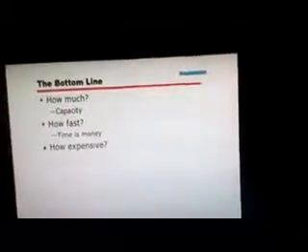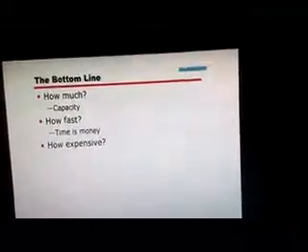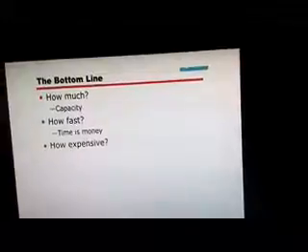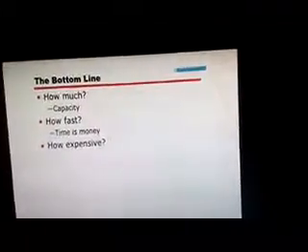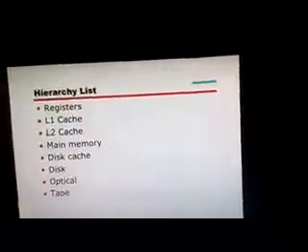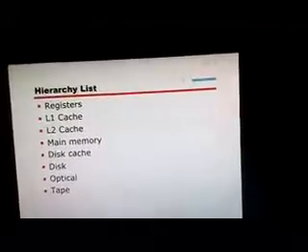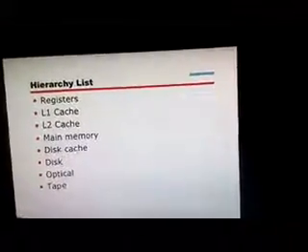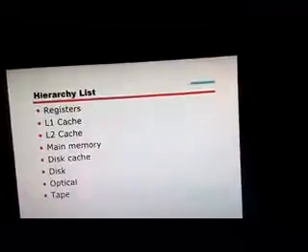The bottom line: how much? Capacity. How fast? Time is money. How expensive? Hierarchy list: register, L1 cache, L2 cache, main memory, disk cache, disk, optical, tape.